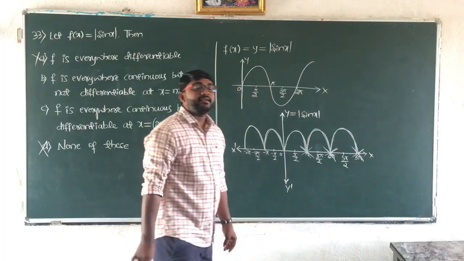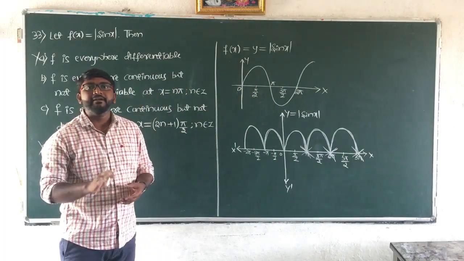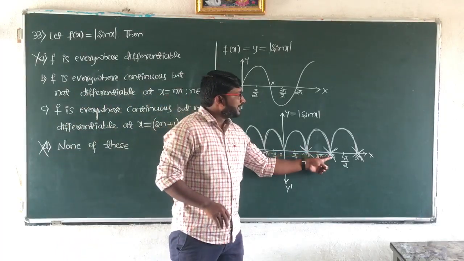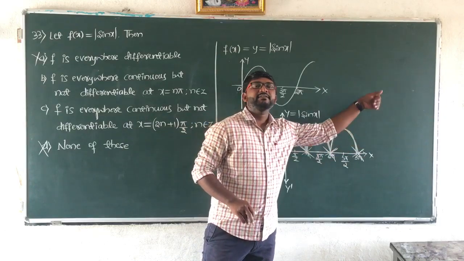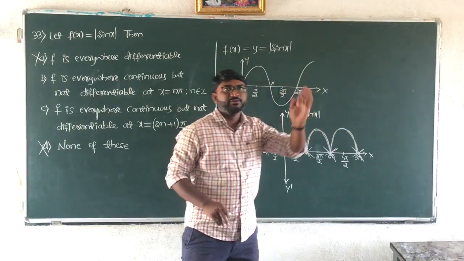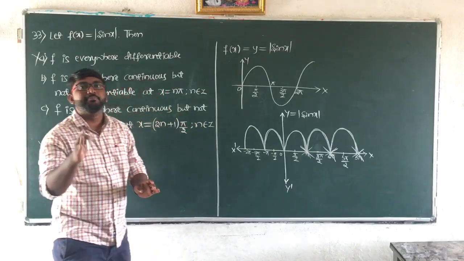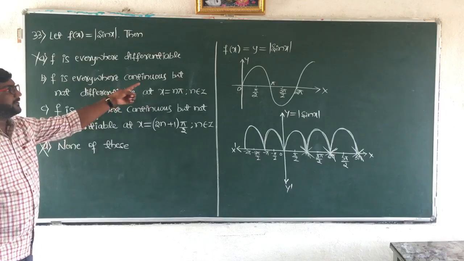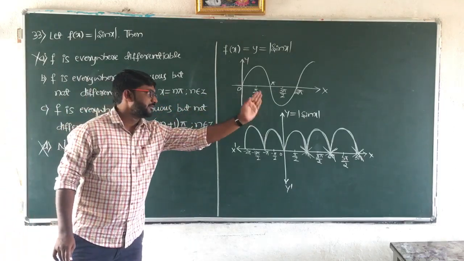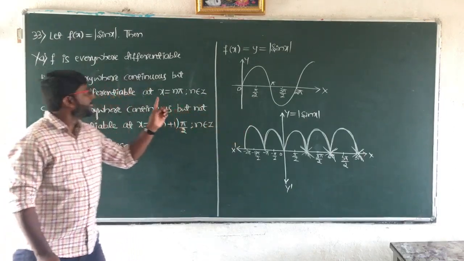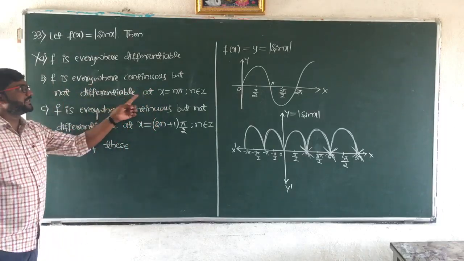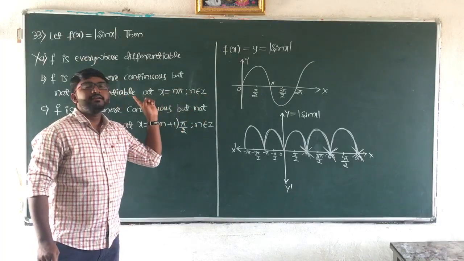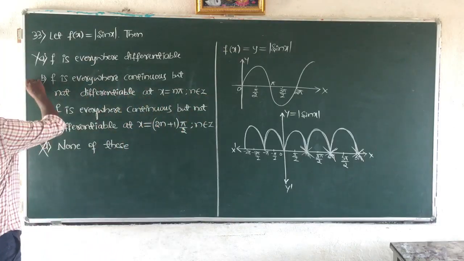Therefore, the function is not differentiable at x equal to n pi. If we generalize it, this is pi, 2 pi, 3 pi, 4 pi, 5 pi, and it continues. So if we generalize that, it becomes n pi. So which is the right answer now? f is everywhere continuous, even in the positive axis as well as the negative axis. It is continuous but not differentiable at x equal to n pi where n belongs to Z. This is the right answer. So the answer is option B.